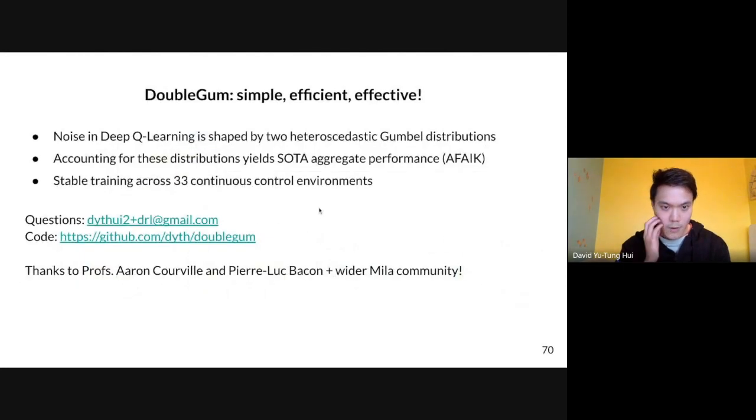So that's really the conclusion of what I want to present today. What I want to present was a new algorithm, DoubleGum, which I believe is simple to implement. It's also efficient in learning, and it's also quite effective in learning good behaviors as well. The key takeaway is that I've hopefully tried to convince you that noise in deep Q-learning is shaped by these two heteroscedastic Gumbel distributions, and that accounting for these distributions in a new algorithm yields, to the best of my knowledge, state-of-the-art aggregate performance over these 33 continuous control environments. And also the training behavior of this algorithm is quite stable across the 32 environments, as shown by the aggregate graphs.